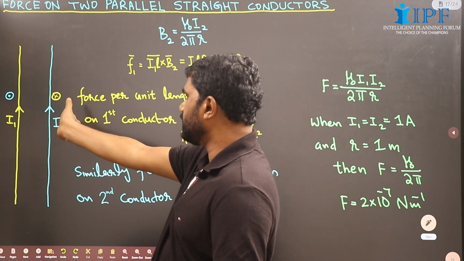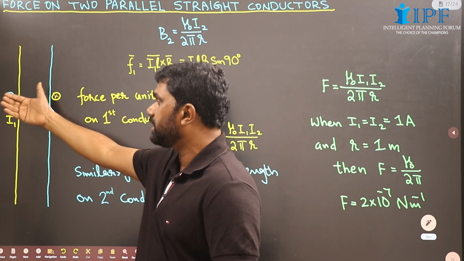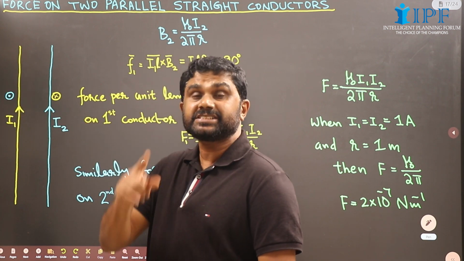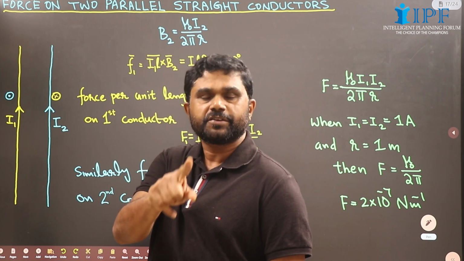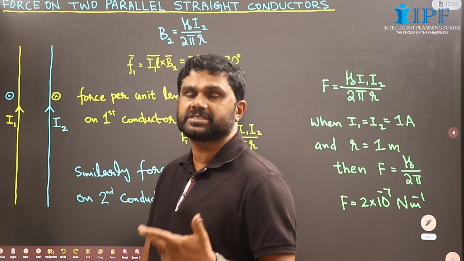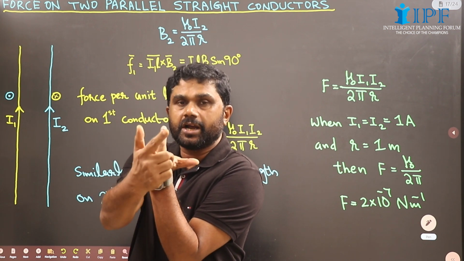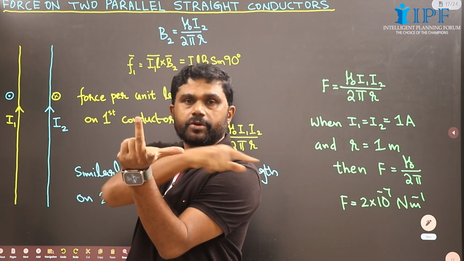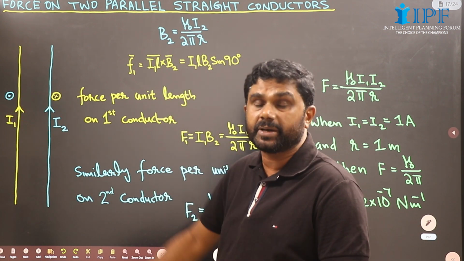So if you hold the second conductor, then the magnetic field on the left side of the second conductor will be along the outward normal, and it is represented by a dot. As the first conductor lies in the magnetic field produced by the second conductor, the first conductor will experience a force. The direction of that force we can find by using Fleming's left hand rule. Magnetic field is along the outward normal, so my forefinger is pointing outwards, current is upwards in the first conductor. So the force on the first conductor will be towards the second conductor. So the first conductor will be attracted by the second conductor.